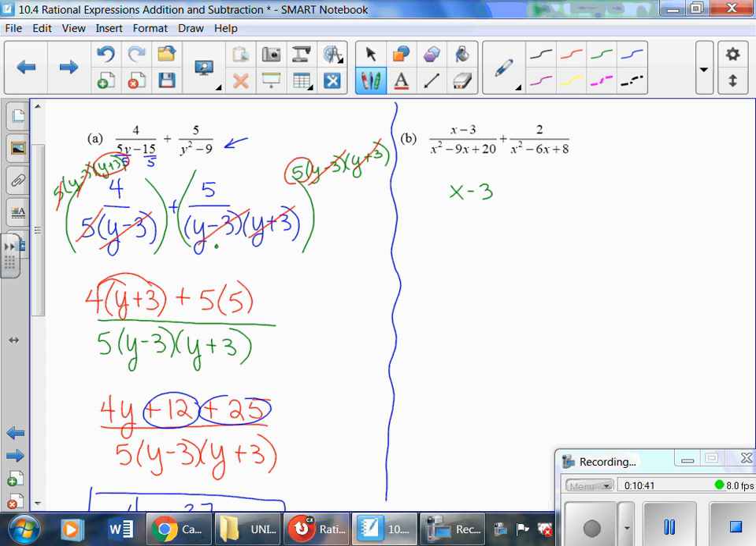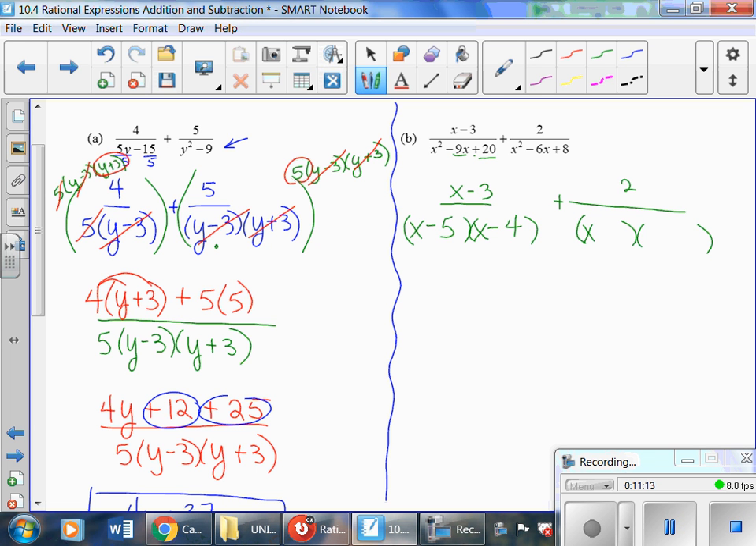So we get x minus 3 over, we're going to factor this into two binomials, and this should be coming pretty easy for you because you're doing it a lot these days. So we're looking for, because we have a leading coefficient of 1, two numbers that multiply to 20 and add to give me negative 9. And the answer is going to be negative 5 and negative 4. I know the signs are the same. Plus the 2 in the numerator here.